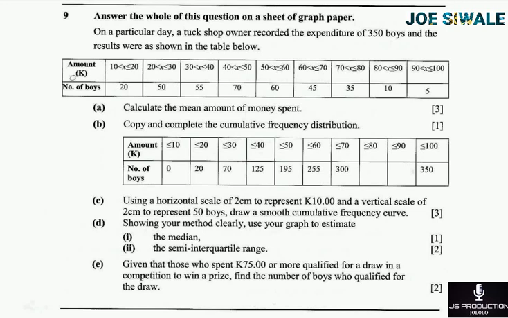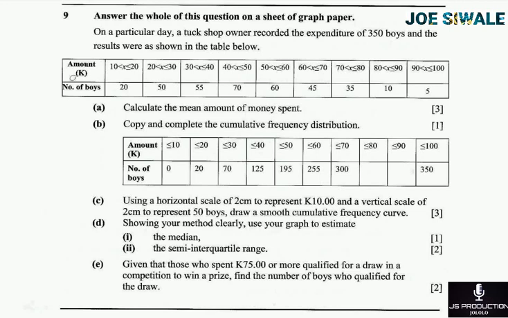the cumulative frequency distribution, 1 mark. As you can see, that's the table. Question C reads, using a horizontal scale of 2 centimeters to represent 10 kwacha and a vertical scale of 2 centimeters to represent 50 boys, draw a smooth cumulative frequency curve, 3 marks.